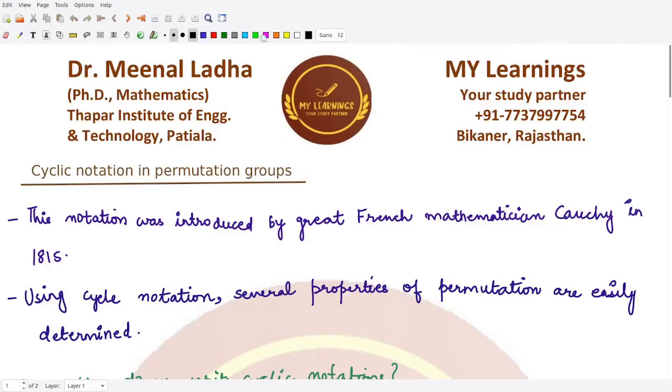In this video, we'll be looking at the cyclic notation in permutation groups. This notation was first introduced by the French mathematician Cauchy in the year 1815. Why do we use this notation? Because it makes studying the properties of permutations easier for us, and fewer calculations are required in this case.